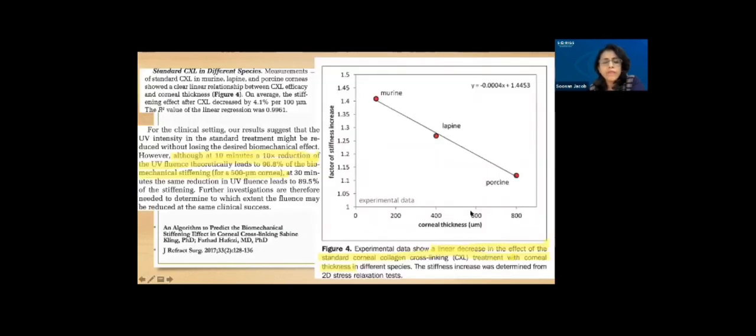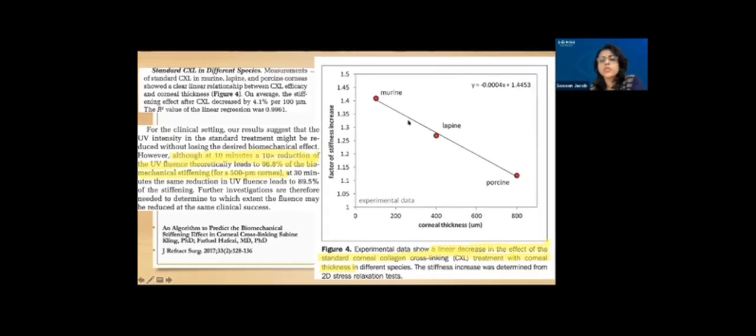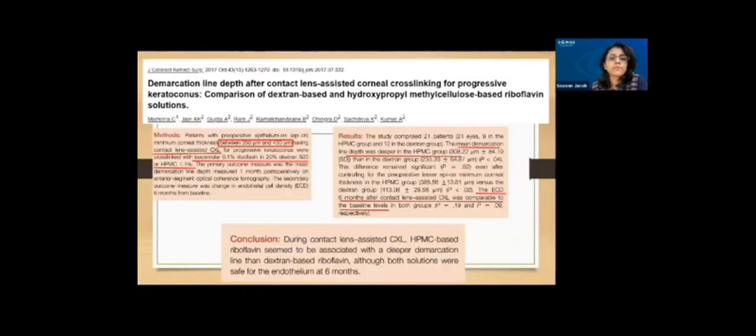And this is also a very interesting study by Farhad Hafezi, which shows the comparison of the stiffening that you get with murine versus lapine versus porcine corneas. Porcine corneas are the thickest, and murine are the thinnest. And you see here that with the same protocol, murine corneas actually stiffen much more than porcine corneas, and that's possibly also translatable to thin keratoconic corneas, that the amount of stiffening that you get with the same protocol may be more than with thicker corneas.